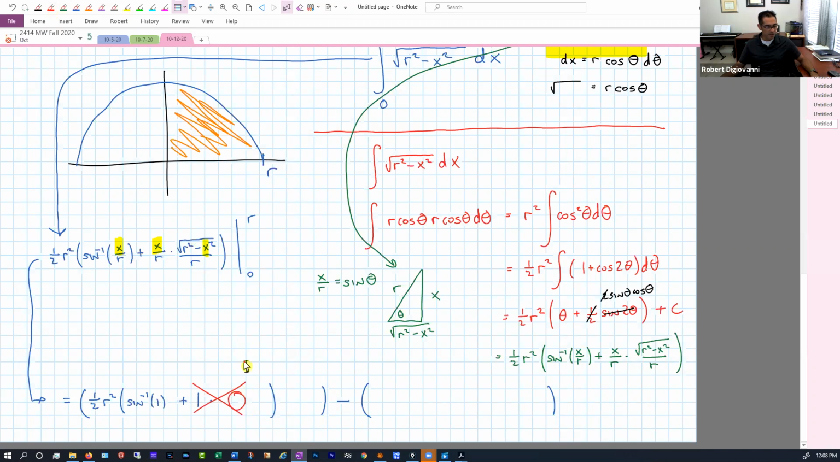Okay, now let's plug in 0. So when we plug in 0, we get 1/2 r squared. Okay, so now I plug in 0 for x. 0 over r is 0, so I have arc sine of 0. And then when I plug in 0 for that x right there, it kills everything else off over there.